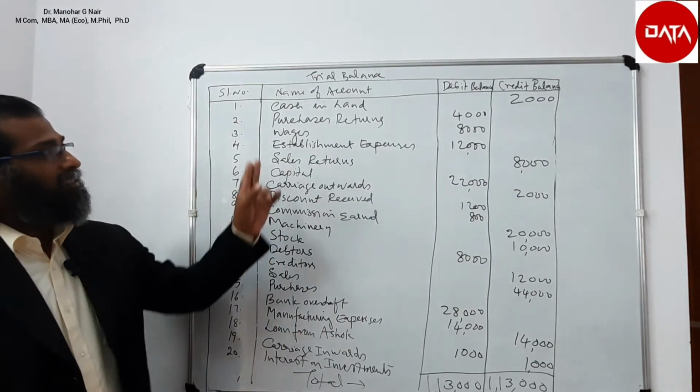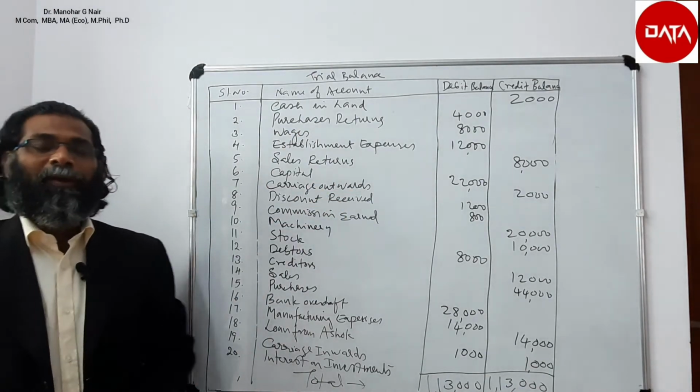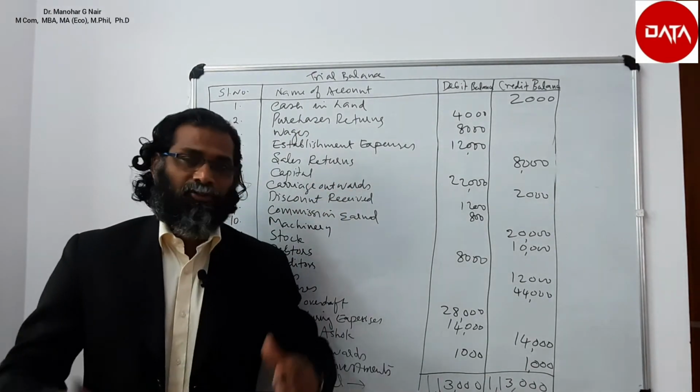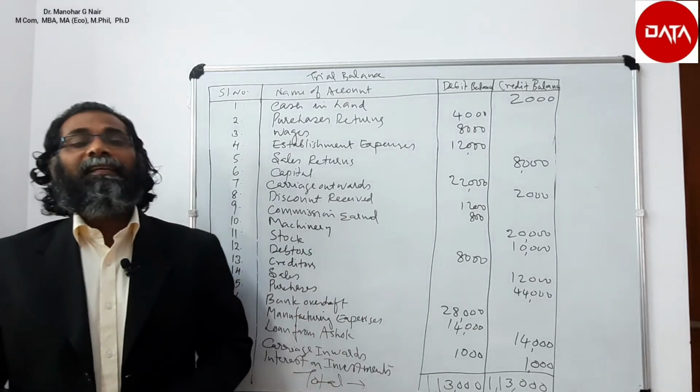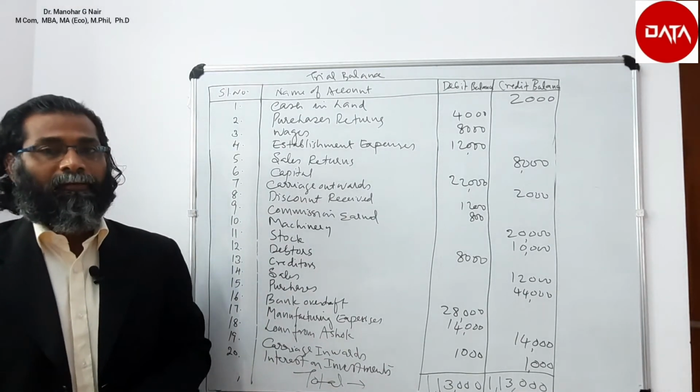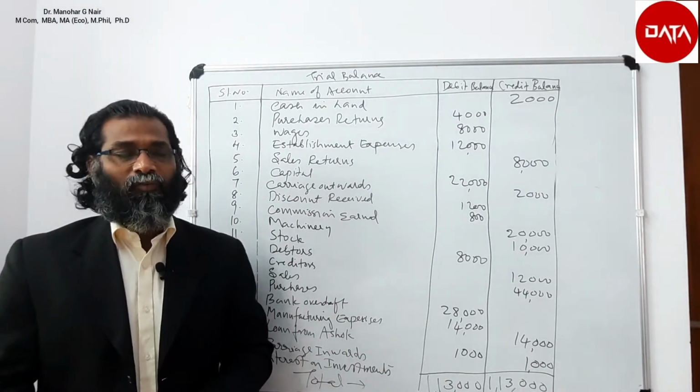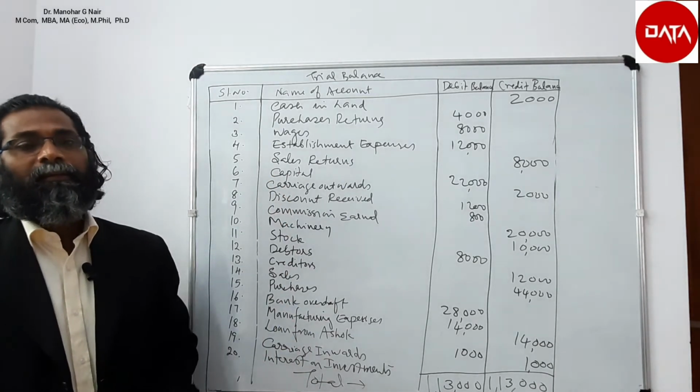But this trial balance is prepared wrongly. Even though the total shows the same balance, it is done in a wrong manner. So let us understand what is the mistake in this trial balance.